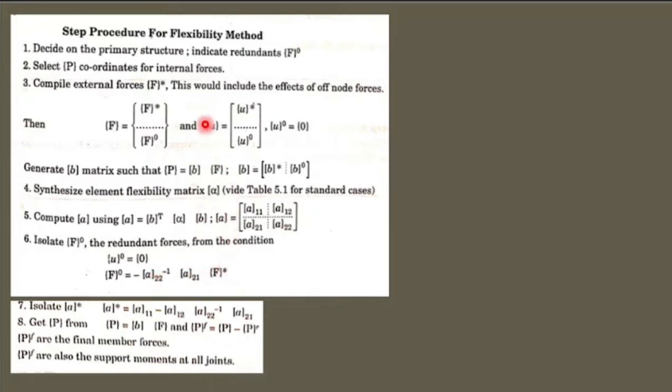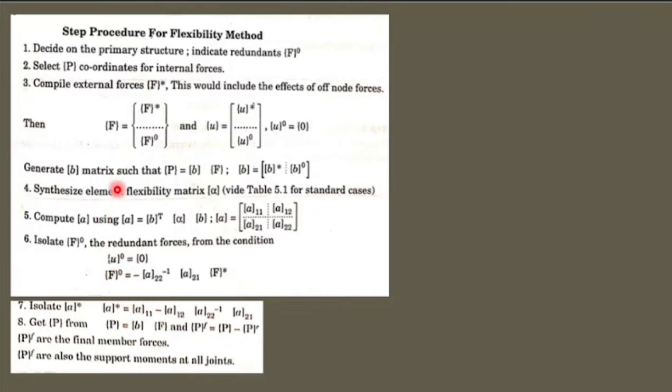F star you would have already found at the third step. This is F star, and step number 7 is isolate A star, and the last step is finding the force. What is this? P matrix is the force. P equal to B matrix into F matrix. So you would have found the F matrix here.